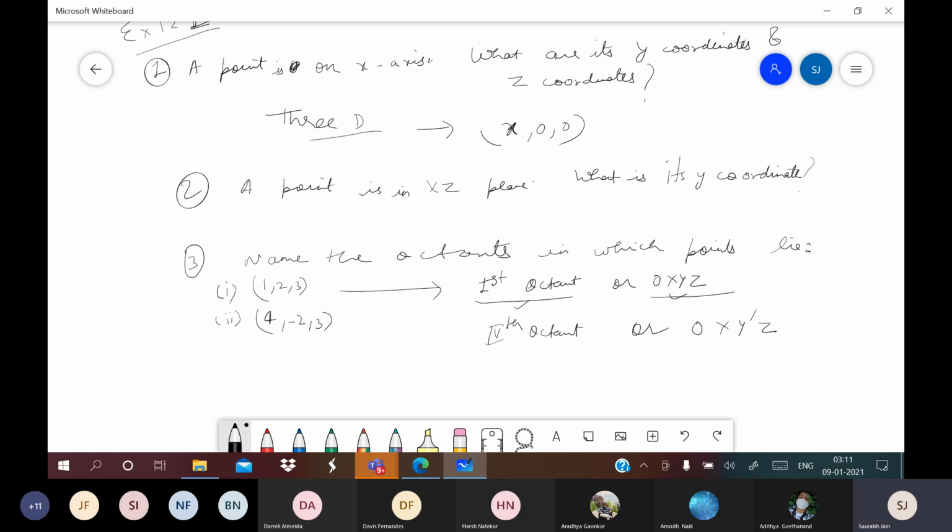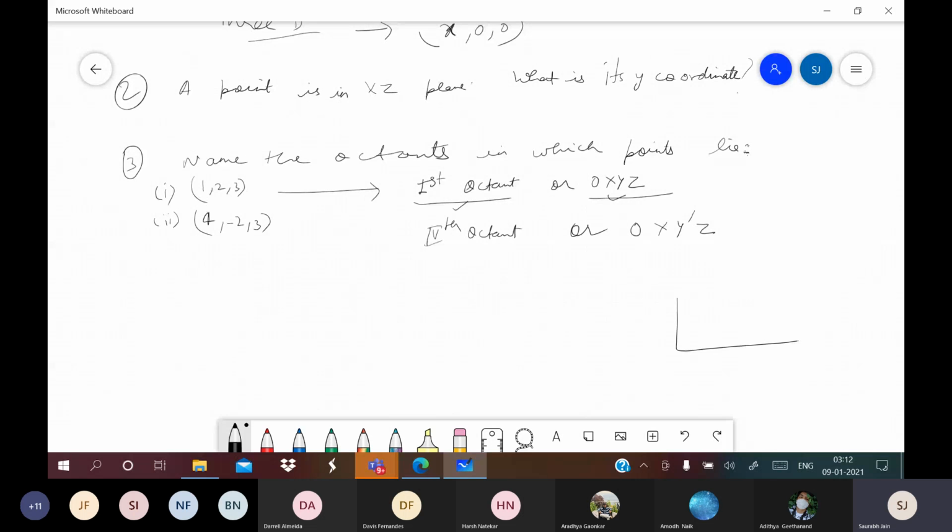Then the fourth question is fill in the blanks. First part: the x-axis and y-axis taken together determine a plane known as the xy plane. X and y axis, they form the xy plane. It is like this, right? This is x axis, this is y axis, so this is xy plane. Similarly this is yz plane and this is xz plane. The two axes will determine the name of the plane. Simple.